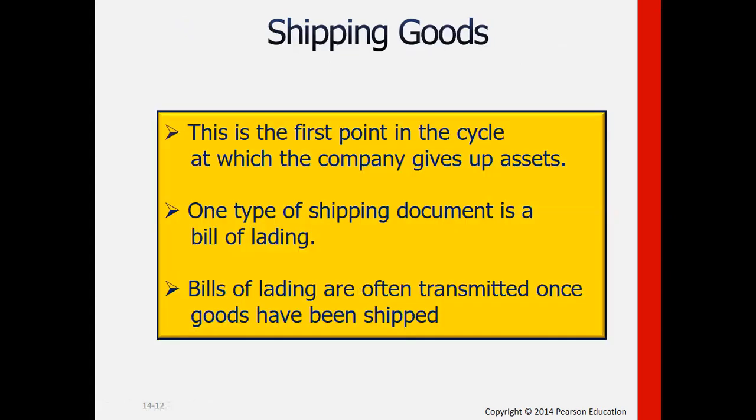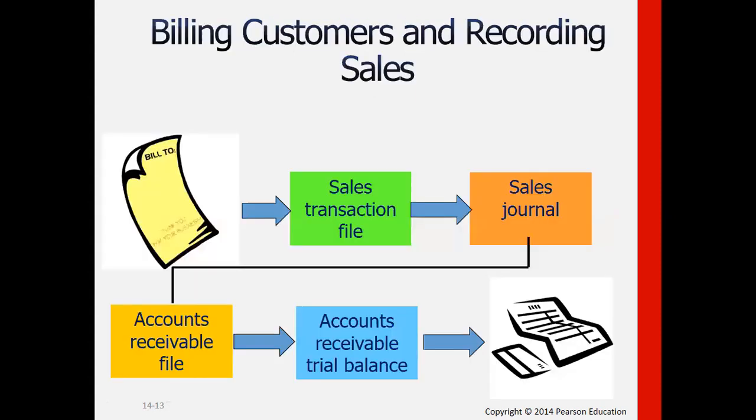In shipping of goods, this is the point in which the cycle at which the company gives up assets. So later on, if we really deliver the goods and the customer received such in good condition with no complaints whatsoever, so in that case, then really an asset is given up and to be recorded appropriately. Then the evidence of this shipping is called the bill of lading, wherein this is often transmitted once goods have been shipped.